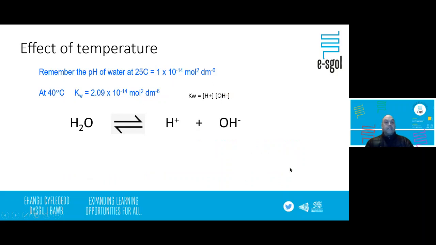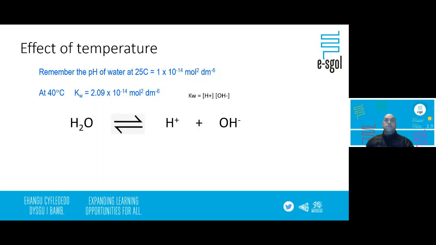Now, here's a question for you, and it brings in equilibria. We've got a different temperature, 40 degrees C, and have a look at what's happened to our Kw value. What does that tell us about this reaction then? Have a quick think.